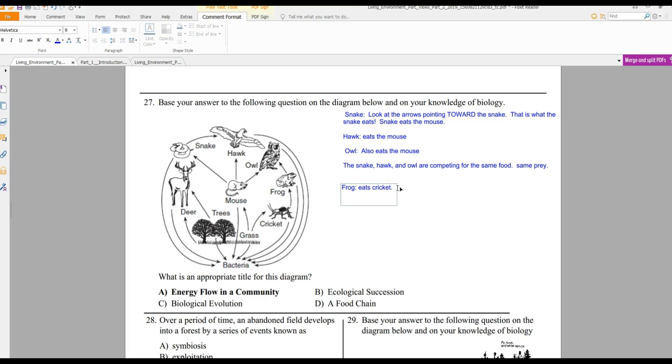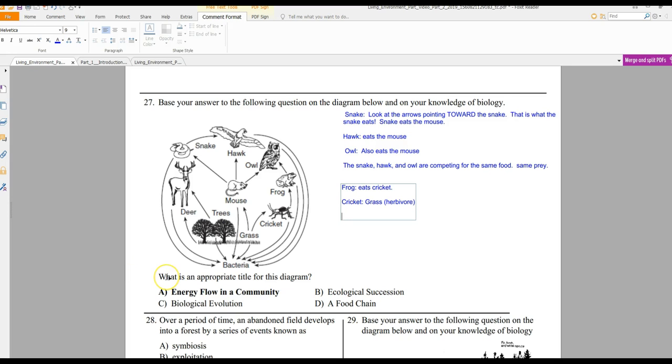Let's look at the cricket. How many arrows are pointing to the cricket? One. Where's it coming from? The grass. Crickets eat grass. It is an herbivore. Eats herbs, grass.